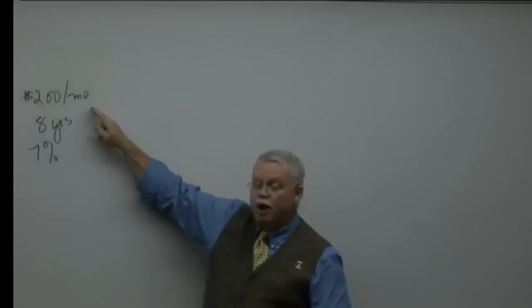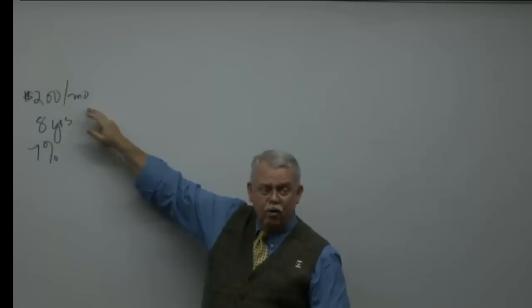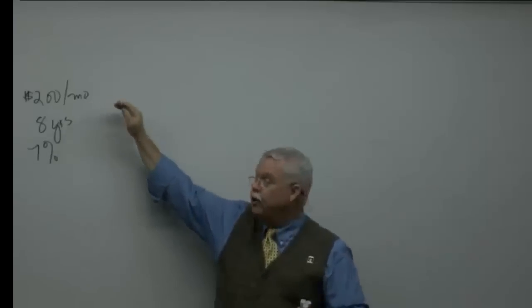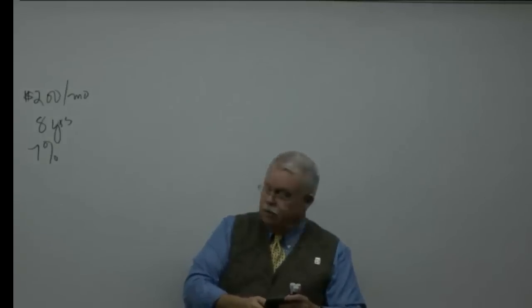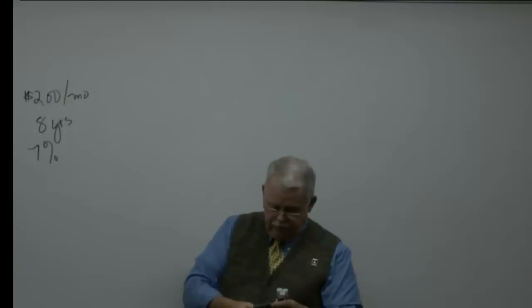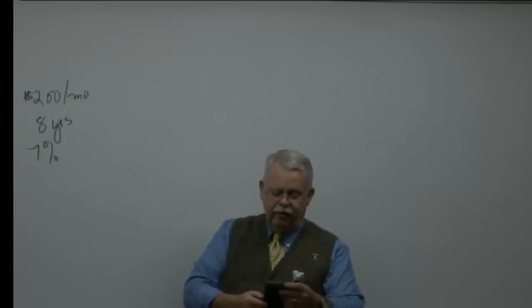Right. But if you can get compound interest, you're better off. I understand. So I'm going to assume you're saving $200 a month for 8 years at 7% compound interest. Okay? Correct. This is future value. Everybody got an answer? Yes.